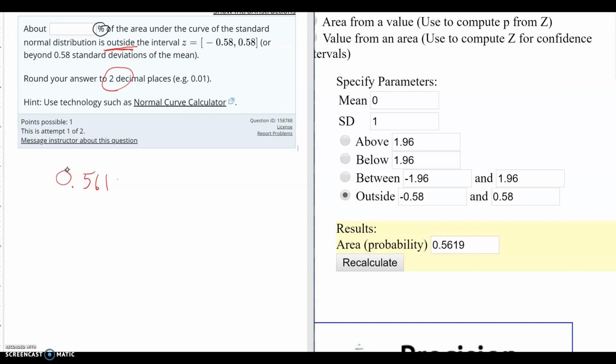So again, remember this is a percent that I need in the answer. So I have to do times 100. And so this is going to give me 56.19%. Okay, so let's type it in to make sure that works.